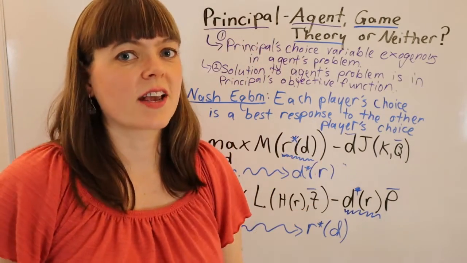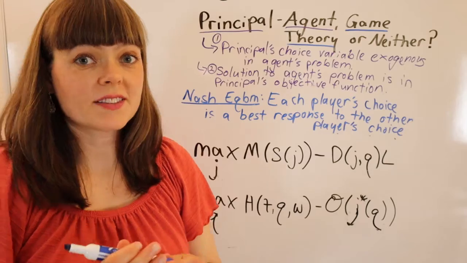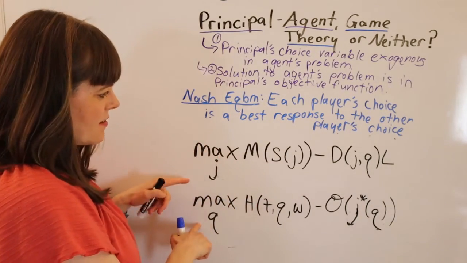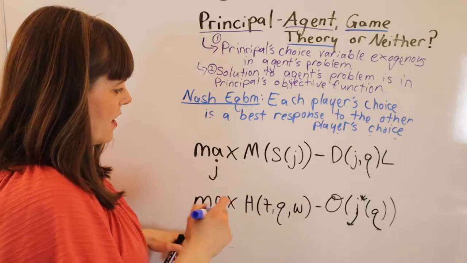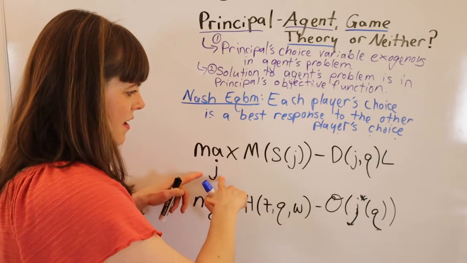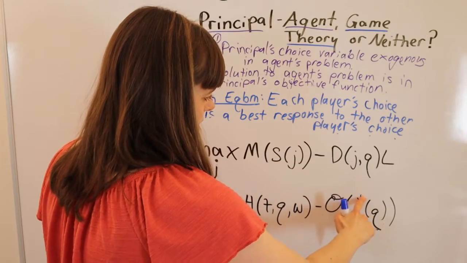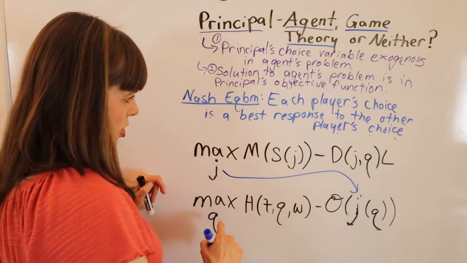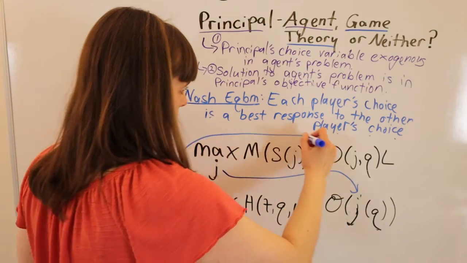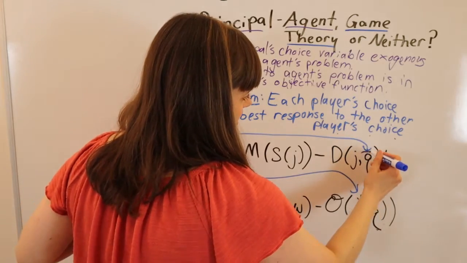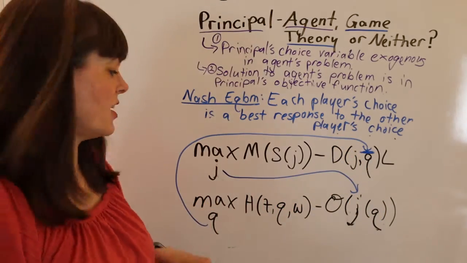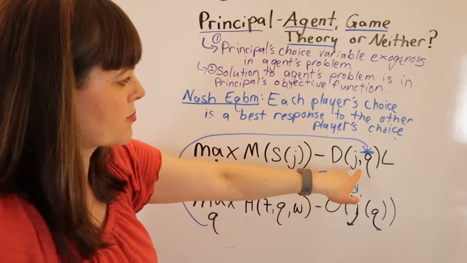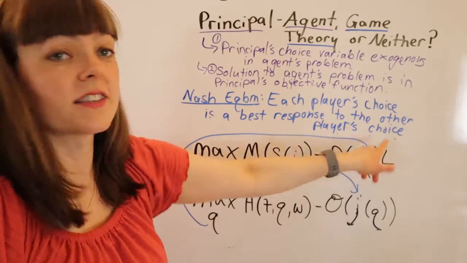So let's look at another example. And you've probably figured out by now the fastest way of thinking about this is looking at the two choice variables and identifying them in each other's problems and seeing what type of variable they are. So J appears in this player's problem over here. Q appears in this player's problem over here. This is exogenous. So if this is principal agent, this is going to be the principal because their choice variable appears in the other player's problem as an exogenous variable.